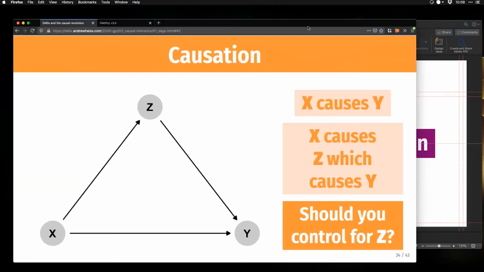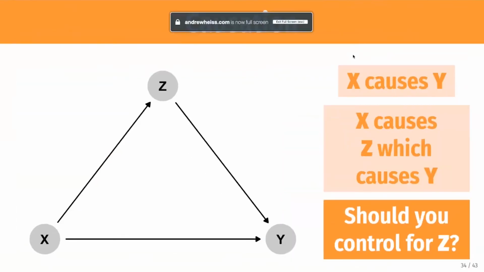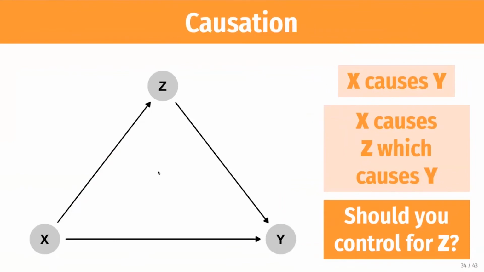Okay, the last few relationships that we care about. So we talked about confounding. Then we have this idea of causation, where X causes Y, X causes Z, which also causes Y. And so the question here is, do you need to adjust for Z? Should you control for Z? Should you include Z in your regression model?